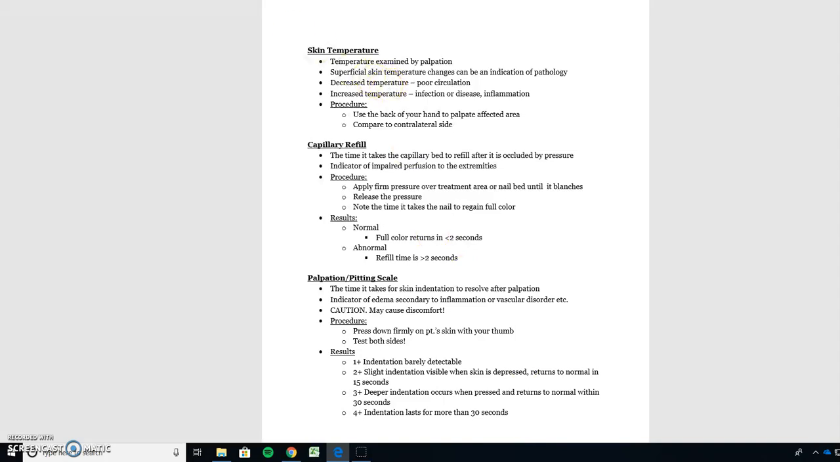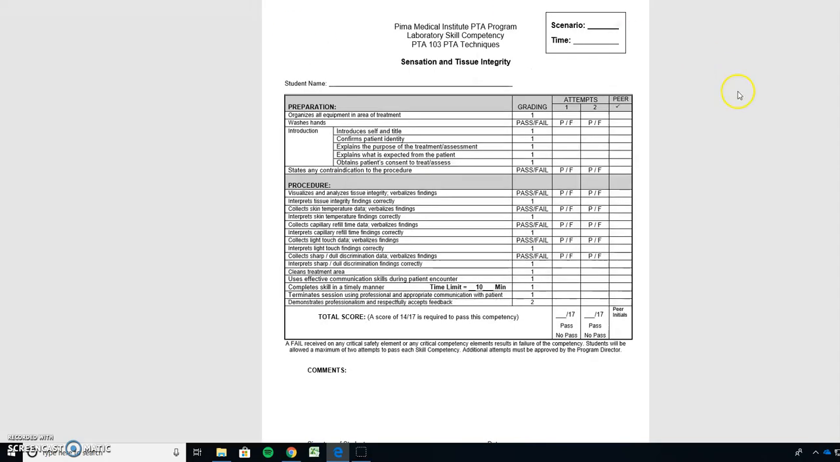The other thing that I wanted to talk about is the competency that you will have related to the skin and tissue integrity testing. Okay, this is an example of what your comp form will look like. I will be handing these out in class, so don't worry about it. But essentially, these are similar to your other comp forms.